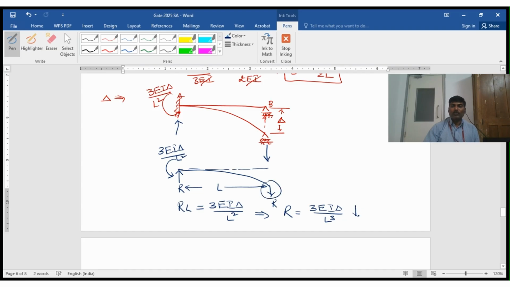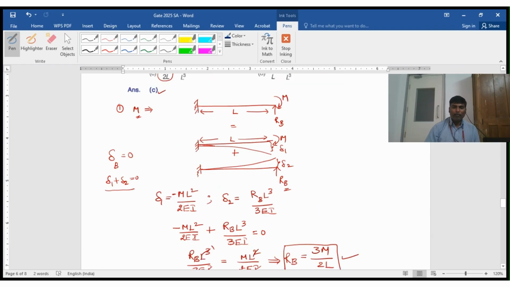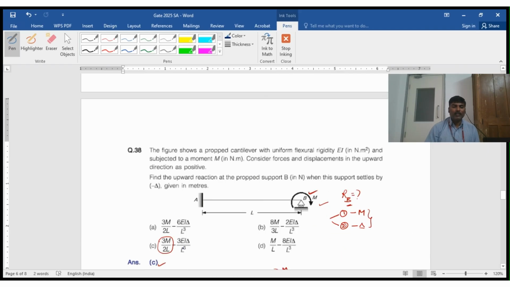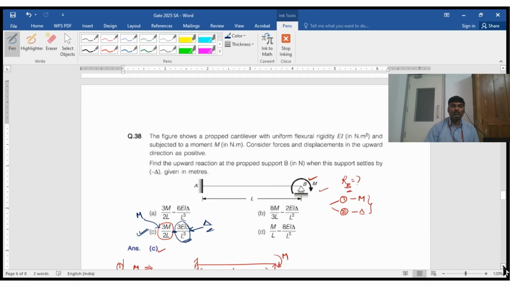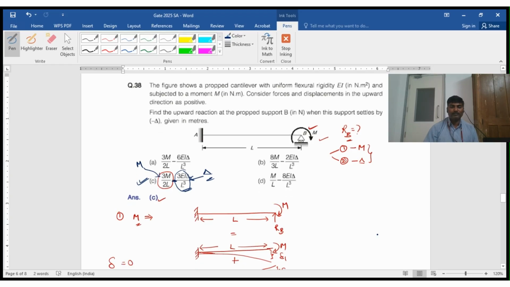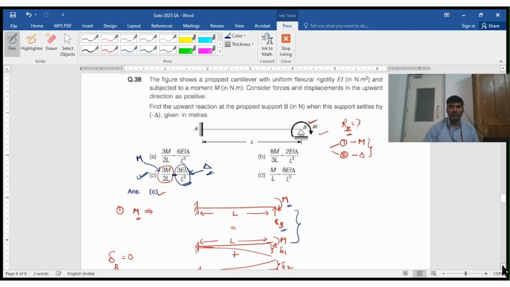So the answer C, what is given here, consists of minus 3EI delta by L cube. So this is the right answer. What you can see here is this one is the reaction contribution at B from the moment, and this is the reaction contribution from the settlement. So this is how you can answer the question. Basically the concept here is to apply the principle of superposition, separating the two applied effects. One is the applied moment, another one is the developed reaction. These two you need to separate. The principle of superposition is applied here.